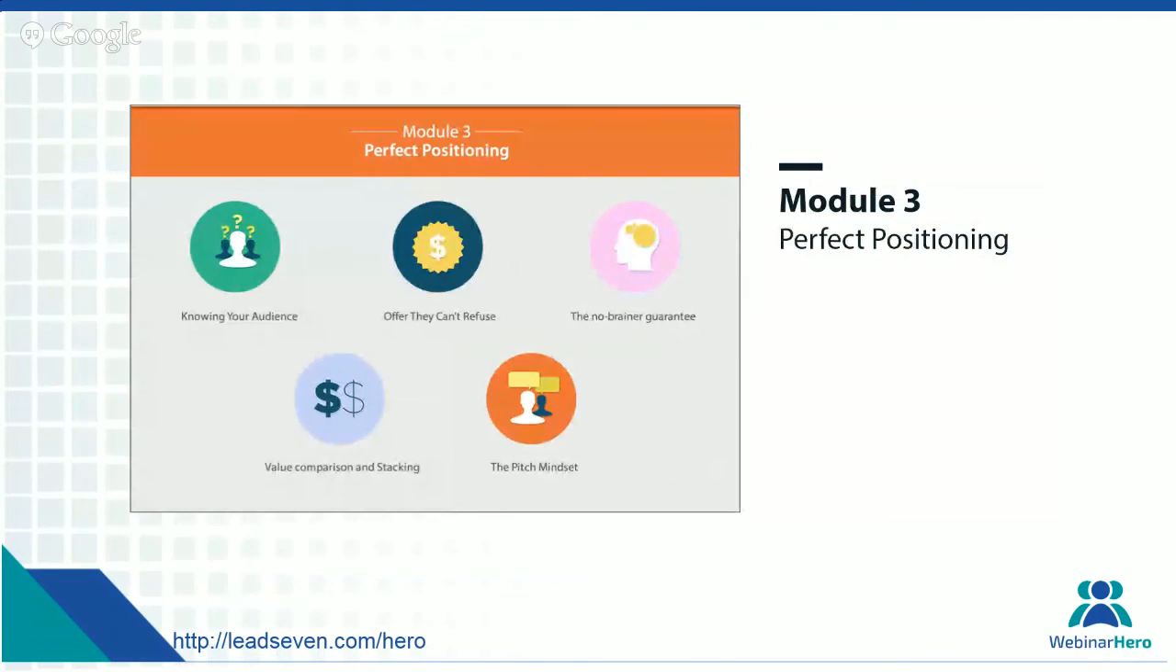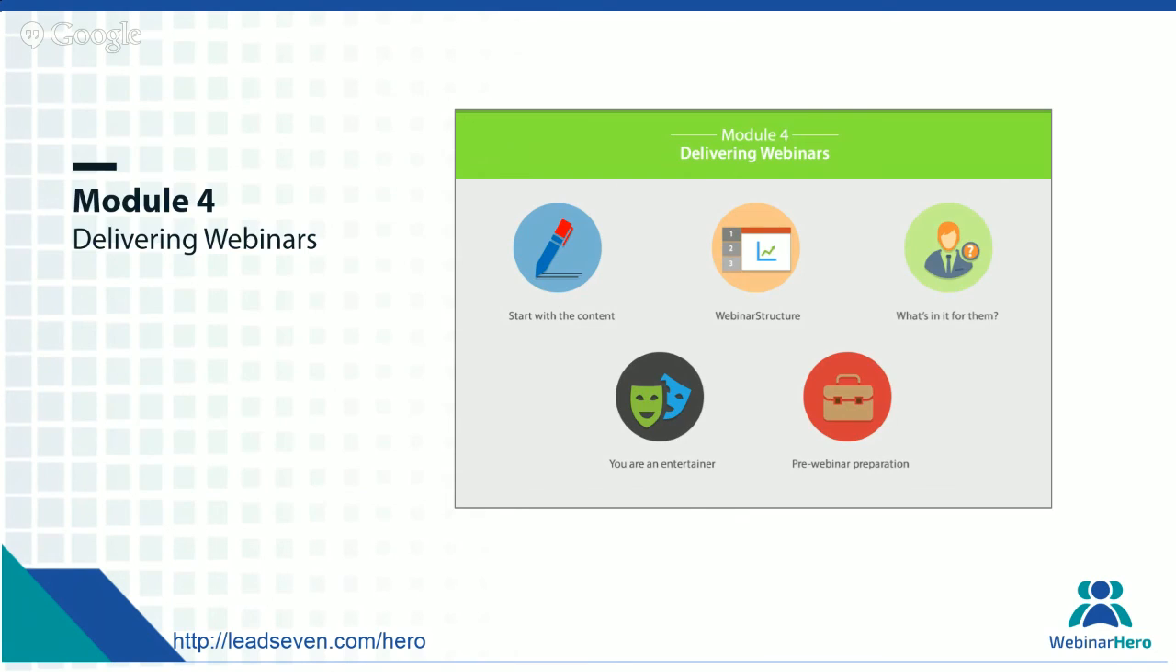On module 3, we're going to talk about perfect positioning. That's basically going to be knowing your audience and being able to create an offer that your customers cannot refuse. And of course, giving a no-brainer guarantee, so that if they don't buy the product, it means they are not going to earn money. Simple as that, guys. We have a no-brainer guarantee process or system that will definitely help you with your conversions. We have value and comparison stacking as well, and we're also going to talk about the pitch mindset, right? How to do a proper pitch and what kind of strategies you can use for that.